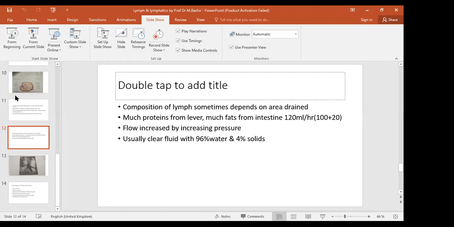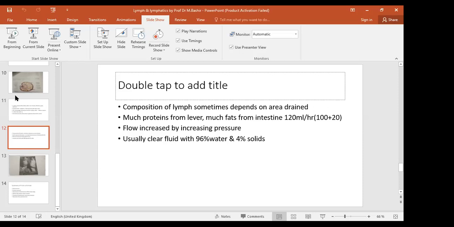120 milliliters of lymph per hour is accumulated and drained into the system, out of which 100 is drained by the thoracic duct, while 20 ml is drained by the right lymphatic duct, जो कि सिर्फ upper portion, right half of the body, upper half of the body को drain करता था.